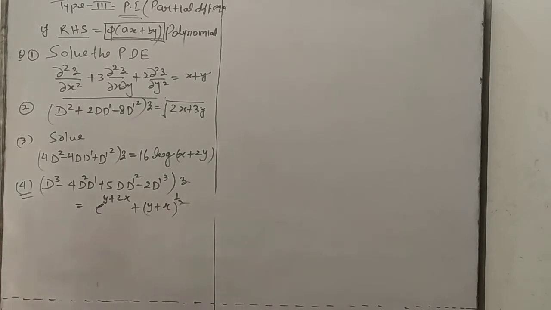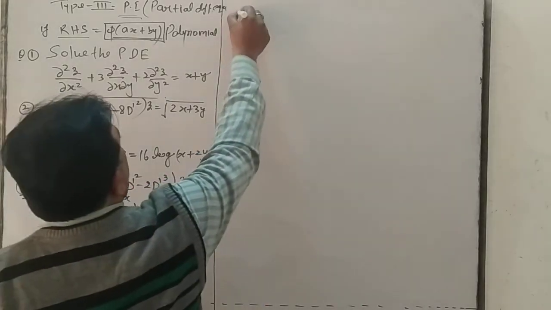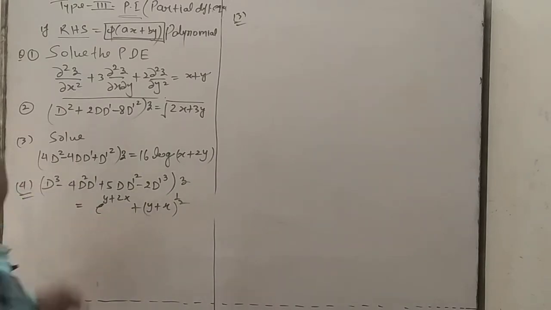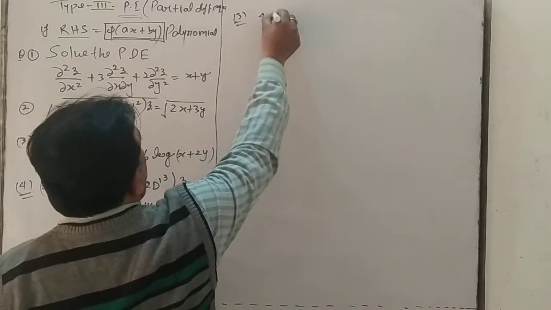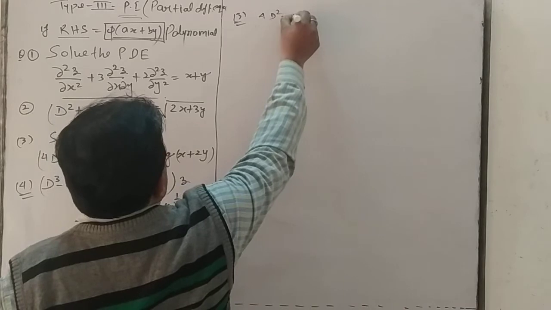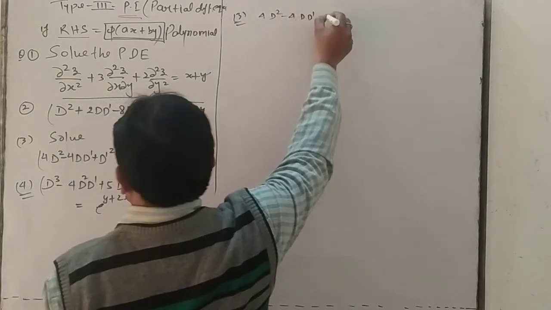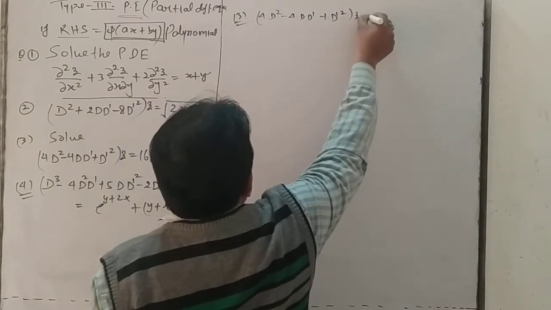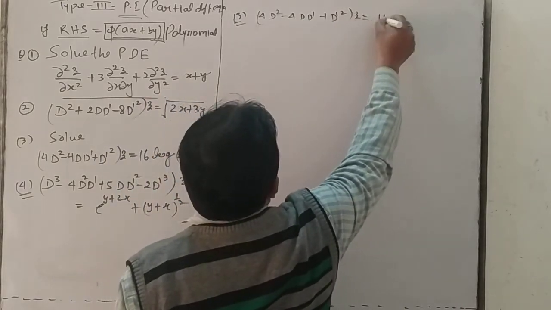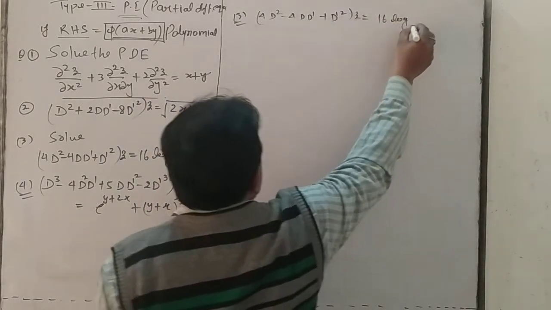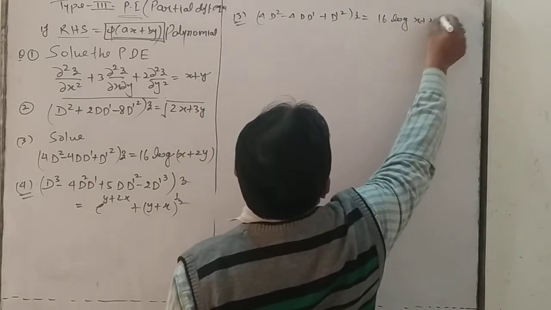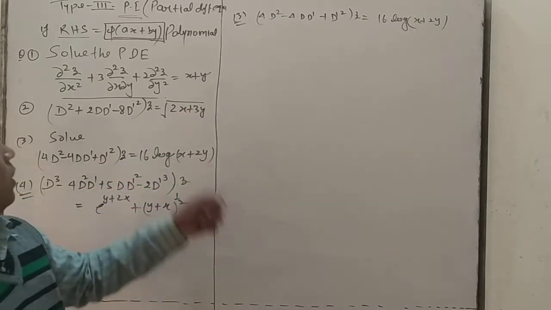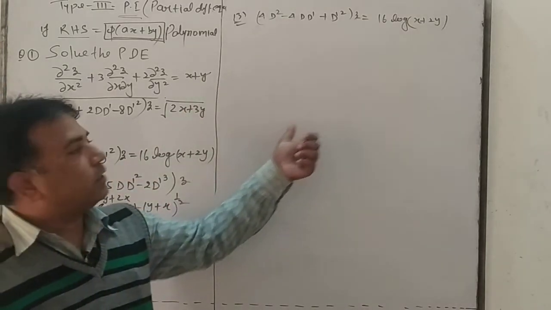And question number third: 4D square minus 4D D dash plus D dash square in Z equal to 16 log of x plus 2y. This method is most important in the form of this log, under root, etc.